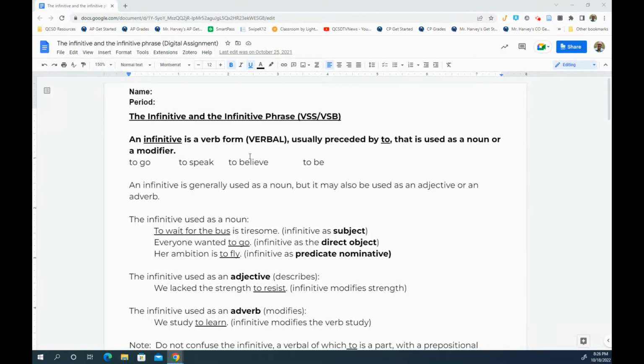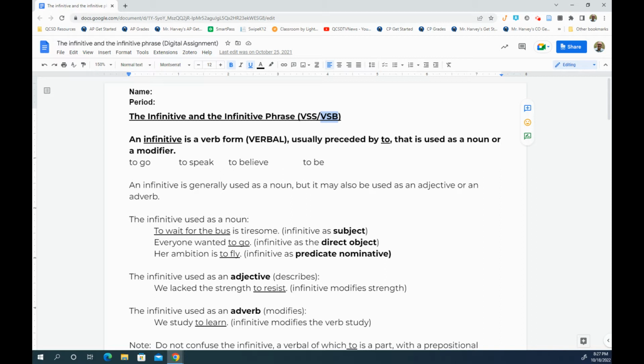Okay, this video is for the grammar assignment called the infinitive and the infinitive phrase. And the infinitive functions in our writing to vary sentence structure and to vary sentence beginnings. Since we've been studying verbals, you'll be familiar with this. An infinitive is a verbal.